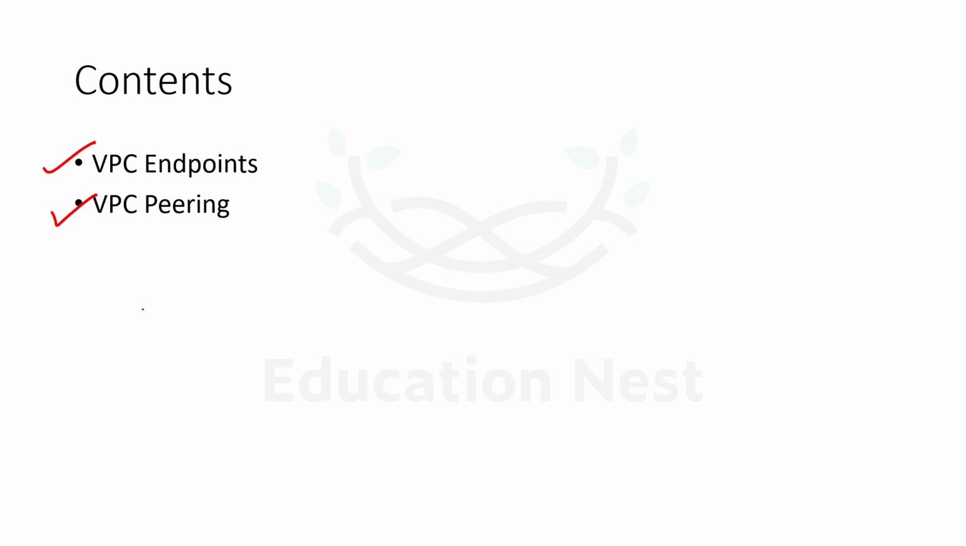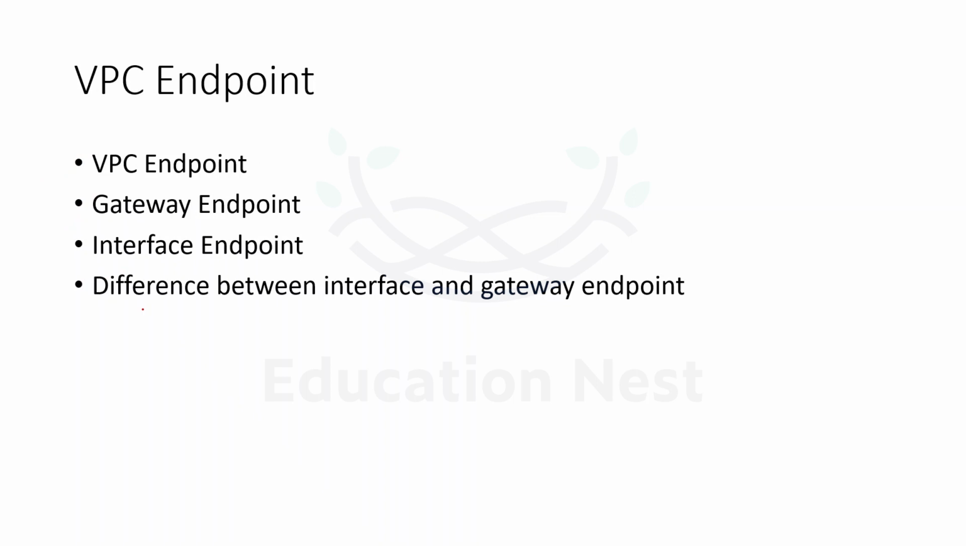Let us understand first of all what a VPC endpoint is. Then we will understand the two types of VPC endpoint: the gateway endpoint and the interface endpoint. We will be doing some whiteboarding as well. After that, we will discuss the difference between the two, and then how to perform the demonstration, or how to create these endpoints on the console.